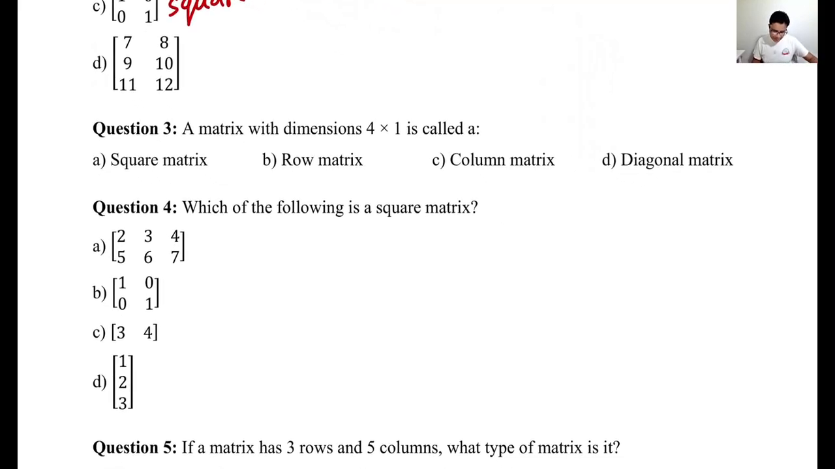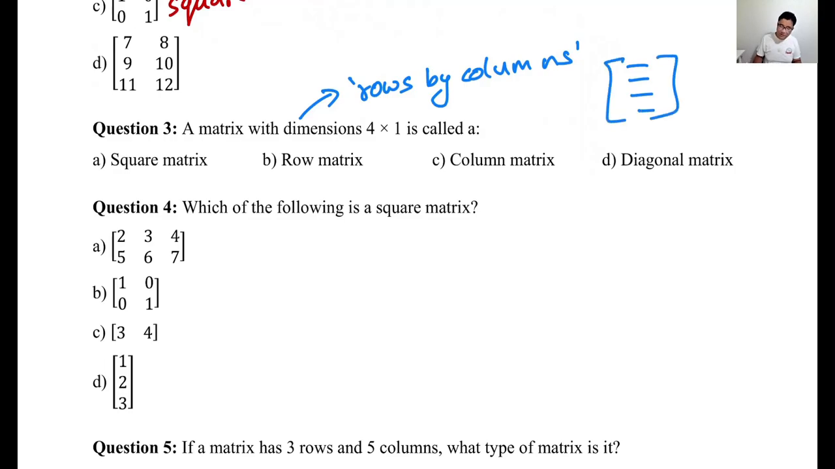Next, a matrix with dimensions 4 by 1. So that is also a conceptual clarity on what is dimensions. When you write dimensions, we always write rows by columns. Dimensions is always rows by columns. So if it is 4 by 1, that is 4 rows and 1 column. So clearly that's a column.